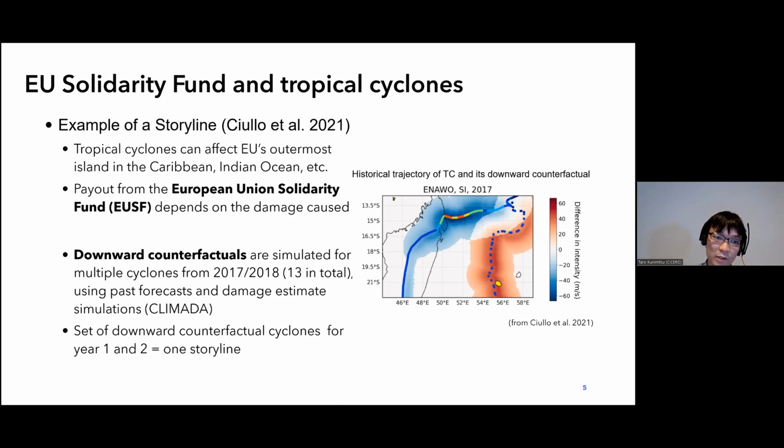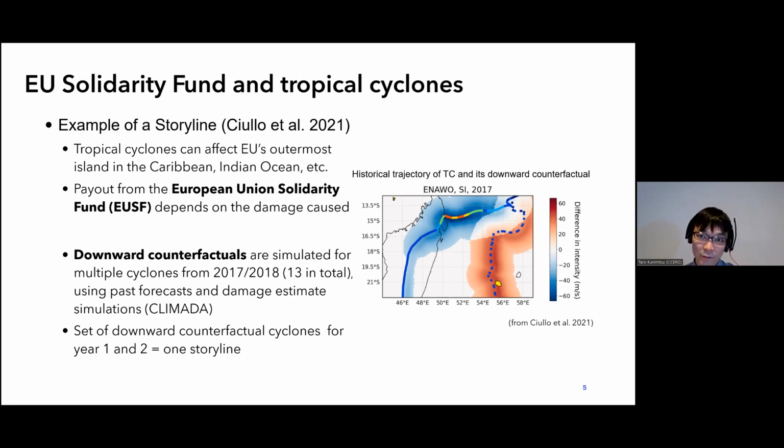Now, the European Union Solidarity Fund is an emergency fund that pays out in cases of damages caused in European nations. So when damage is caused in these EU outermost islands, then the Solidarity Fund must pay out. And what we're interested in is whether the EU Solidarity Fund capital stays positive, so that it could pay out in certain storylines.